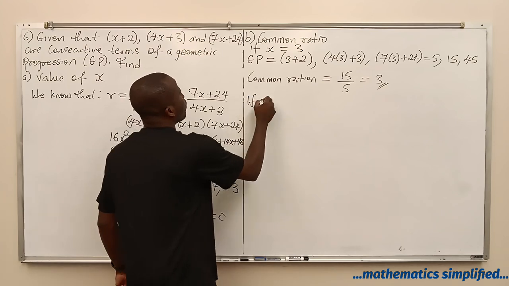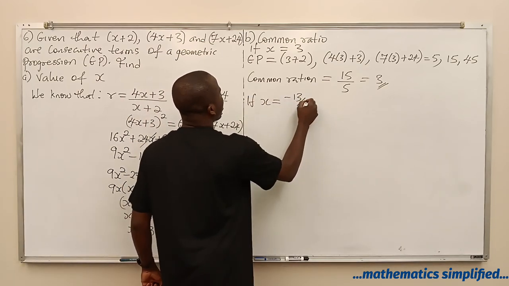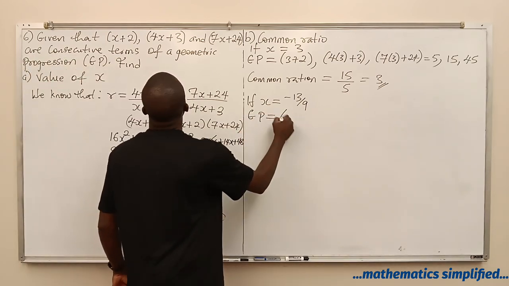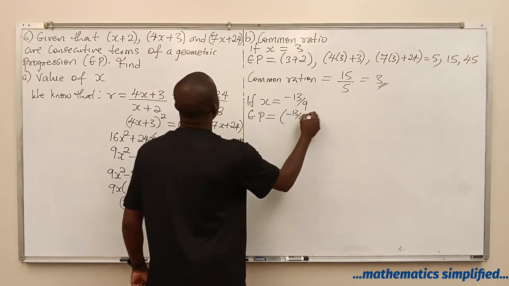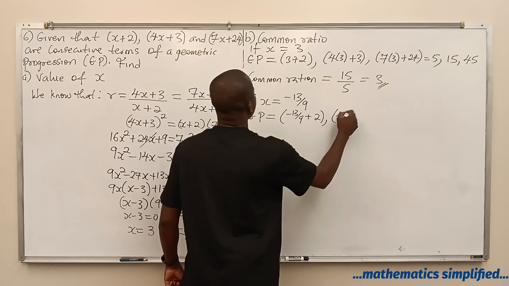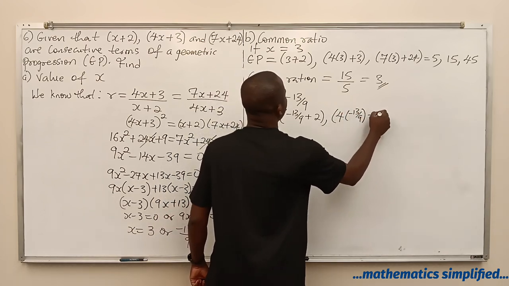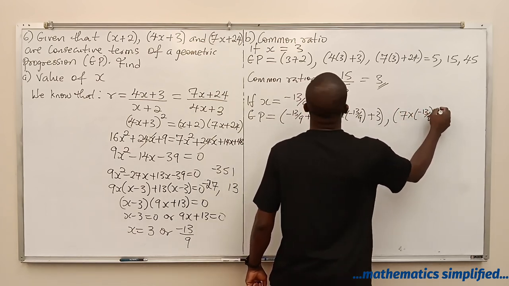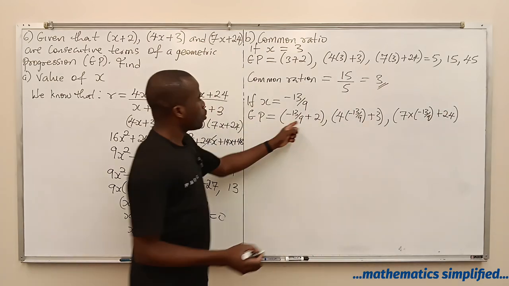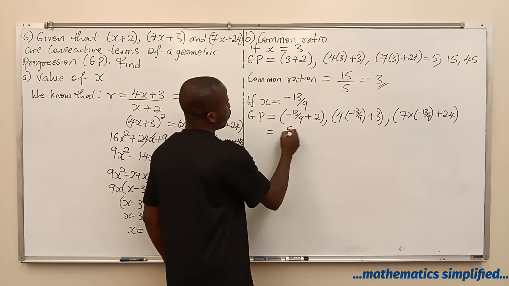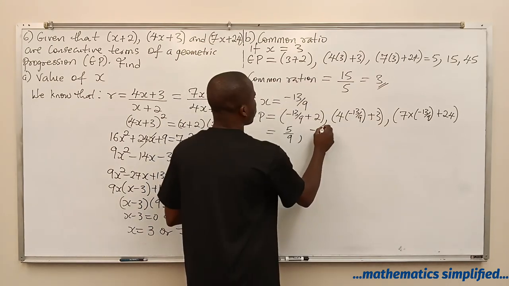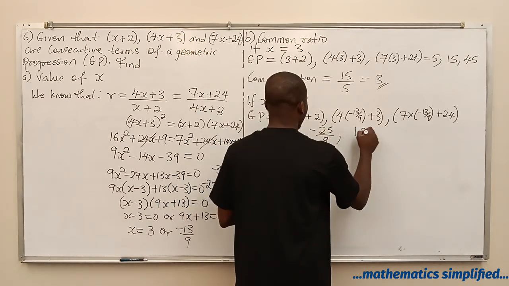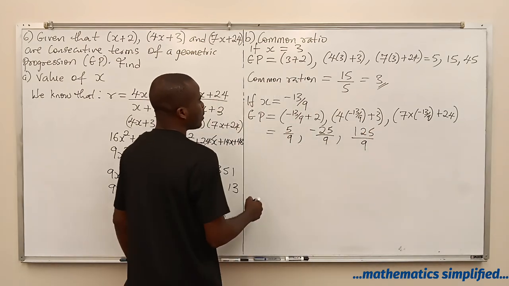But if x is minus 13 over 9, if we substitute it inside, the GP will be minus 13 over 9 plus 2, comma, 4 times minus 13 over 9 plus 3, comma, 7 times minus 13 over 9 plus 24. So if we sum this, we have 5 over 9. This is minus 25 over 9. And the third term will be 125 over 9.